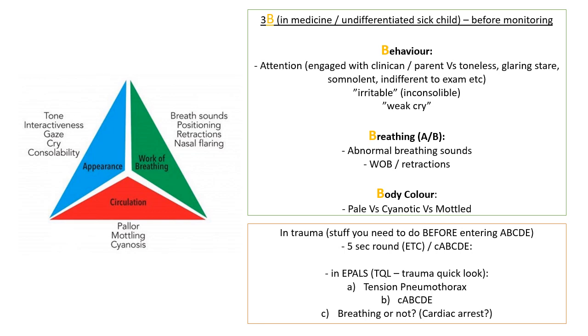So when the patient comes in, before we're monitoring anything, especially, then we're going through this kind of quick look gestalt kind of thing. And in the EPALS, we are talking about 3 Bs, and I think it's from the APLS, the pediatric assessment triangle, where we're talking about appearance, work of breathing, and circulation. It's the same thing. What they call appearance is the same as behavior. What they call work of breathing is the same as breathing. And what they call circulation is what they call body color here. And it's what we can do with our eyes and ears and maybe hands before monitoring is put on.